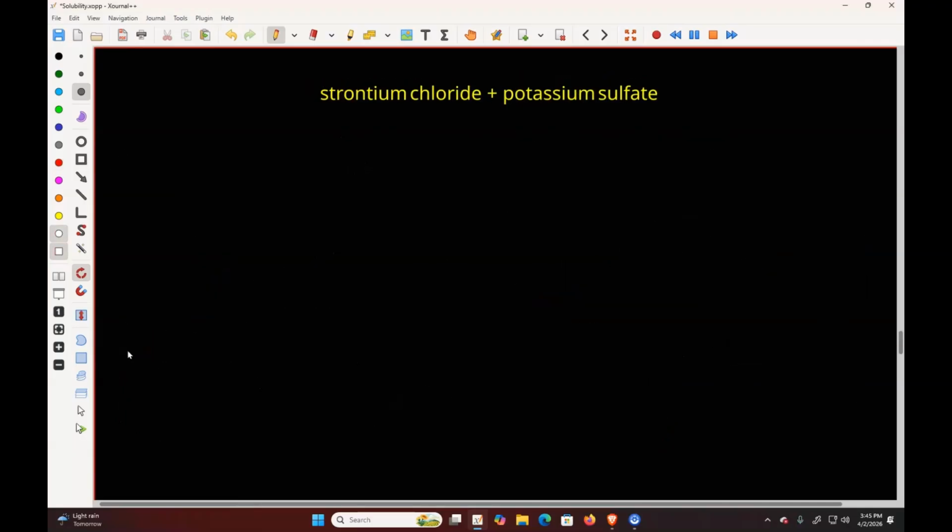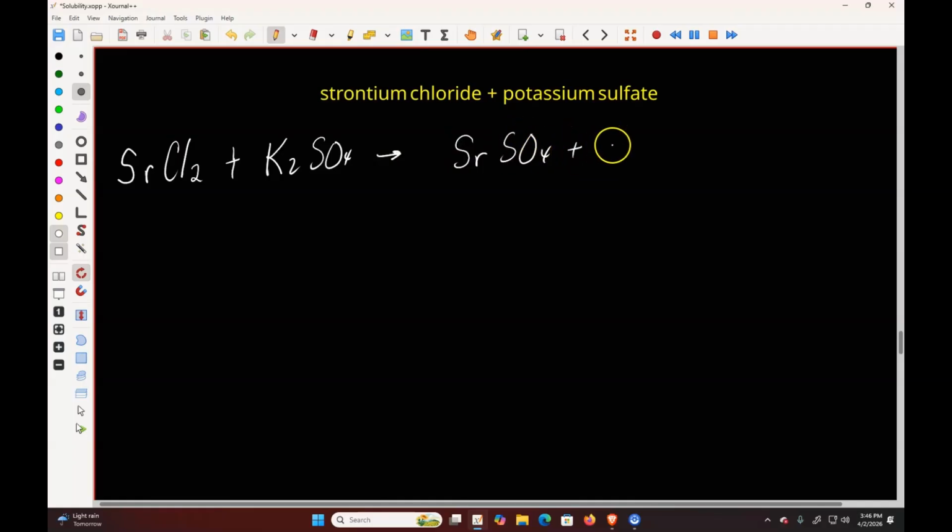Okay, strontium chloride plus potassium sulfate. So strontium chloride, potassium sulfate. That's going to make strontium sulfate plus potassium chloride. Let's put a 2 here to balance it. All right, soluble, soluble, insoluble, soluble.